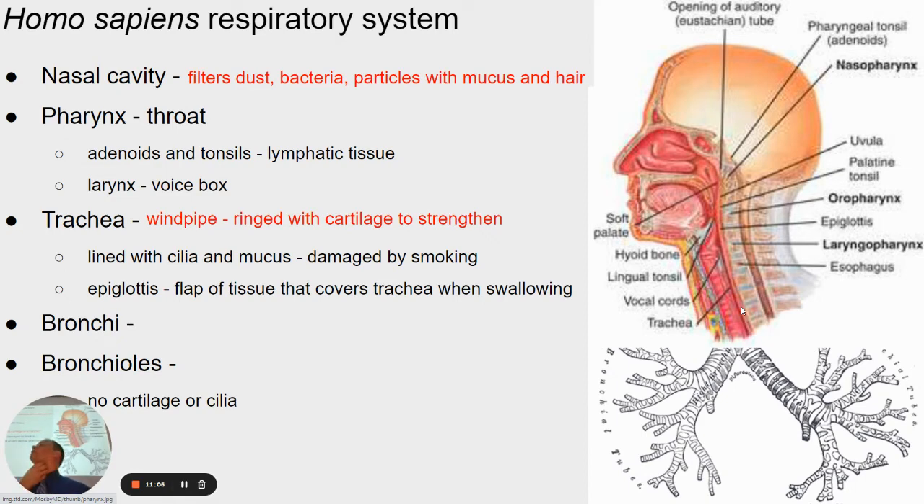From there, the air goes down our trachea. That's the tube that goes down our neck into our chest. It's a single tube. Sometimes you might call it your windpipe. And it actually has these rings of cartilage reinforcing it, because if our trachea were to collapse, then we wouldn't be able to breathe. So it's pretty strong, reinforced with these rings of cartilage to make sure it stays open. It also has mucus and hairs in it to help continue to filter the air we're breathing in.